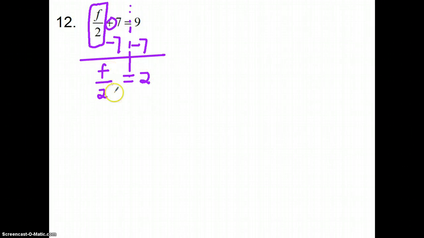Okay? Now the operation stuck with the f and the 2 is division. So to undo that, I have to multiply both sides by 2. That goes away, and I'm left with f is equal to 4.